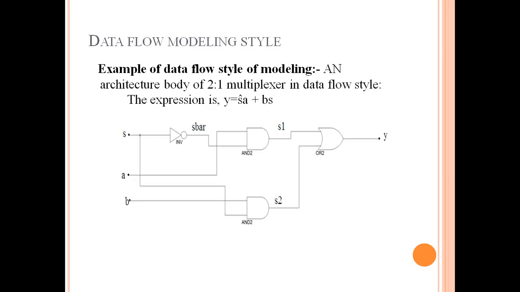Next is the example of the data flow style of modeling. In this we are going to design a 2:1 multiplexer. The expression for the 2:1 multiplexer is y equals s bar a plus bs, where y is the output, a and b are the inputs, and s is the select line. In this we have used an inverter, 2 AND gates and 1 OR gate.